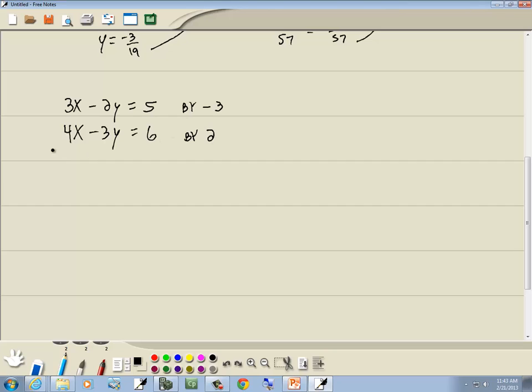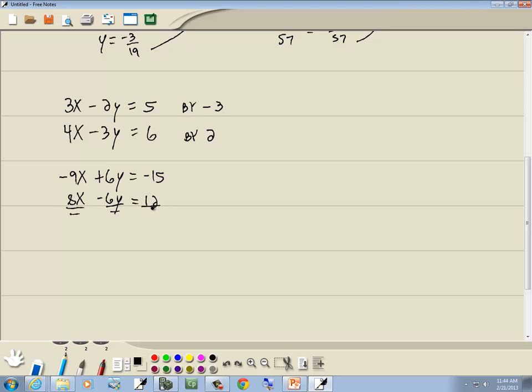When I do that, negative 3 times 3x gives us negative 9x. Negative 3 times negative 2y gives you a positive 6y, and negative 3 times 5 is negative 15. For our second equation here, 2 times 4x is 8x, 2 times negative 3y is negative 6y, and 2 times 6 is 12. If you always choose the other number, that's a very simple way to figure out what to multiply everything by. It might not be the smallest number, but that'll always work.